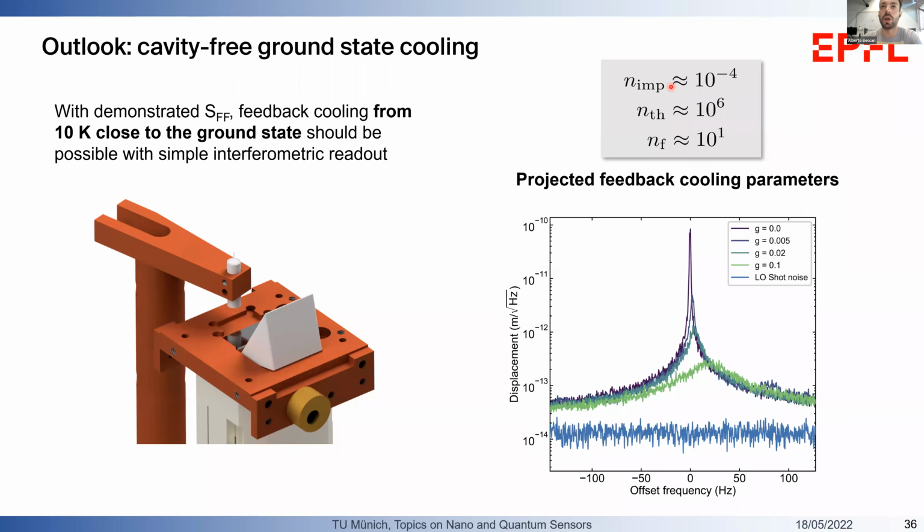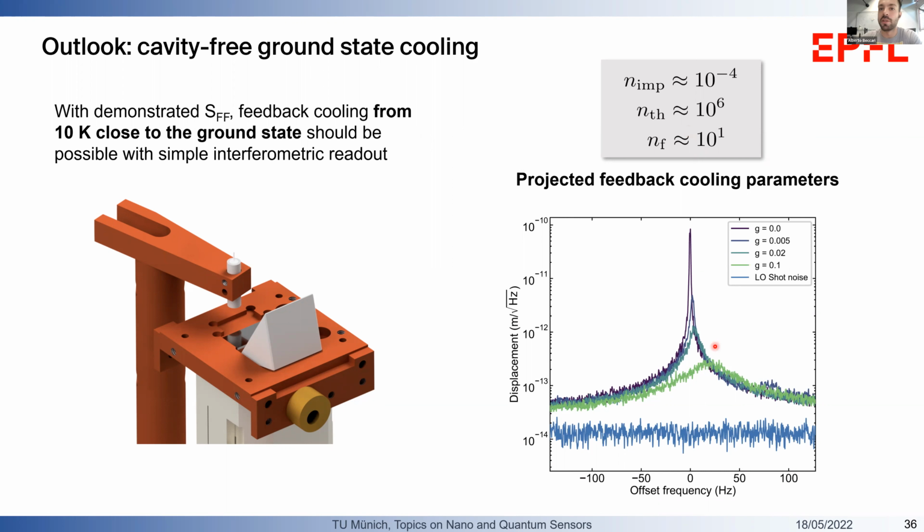The numbers already look feasible if you assume a starting, or equilibrium, temperature for the mechanical mode around 10 Kelvin. Then you would have a phonon occupation around 1 million in equilibrium, and with the projected or measured displacement sensitivity that we had, this would allow us to cool down to roughly 10 phonons using the optimal strength of feedback cooling, which, for example, would allow us to see mechanical sideband asymmetry.